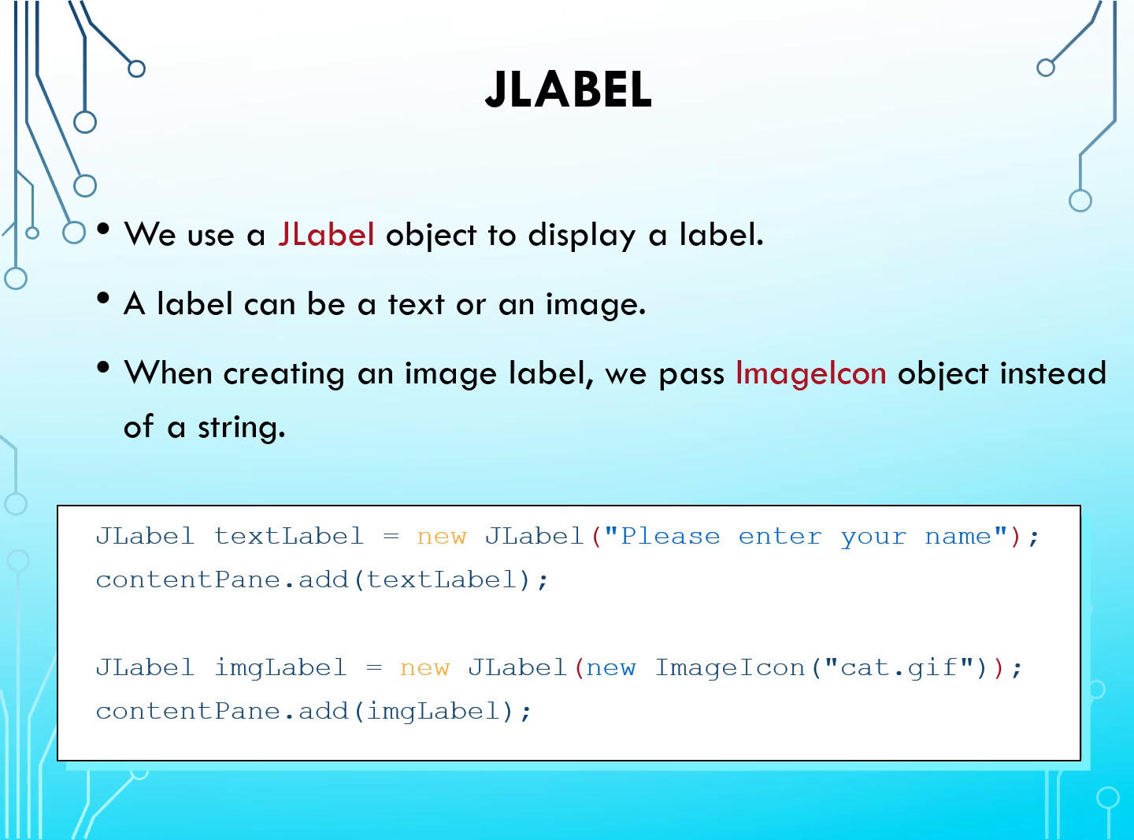This is still using the flow manager, flow layout. And then you add another label, right? But this label is not a text label, but an image label. So you put JLabel, but this time around you put a new image icon. So you put an image here, and then you add this new label that you created into the content bin, right? So it's like that.